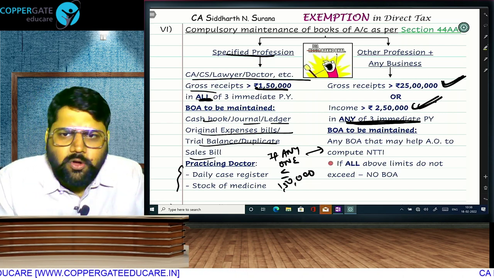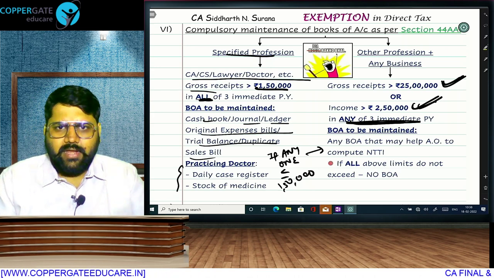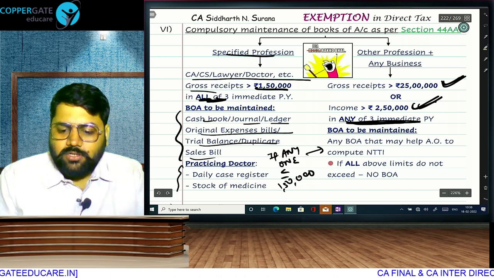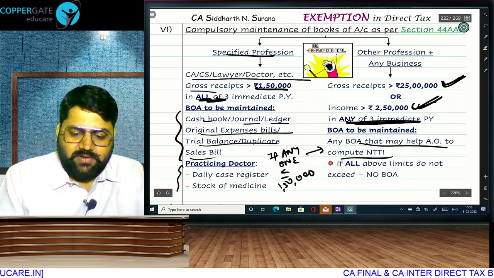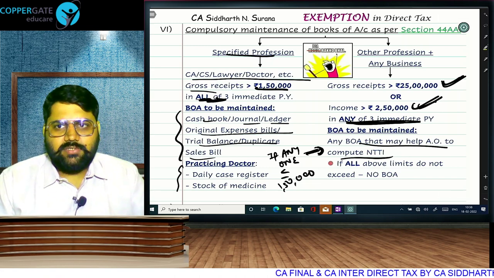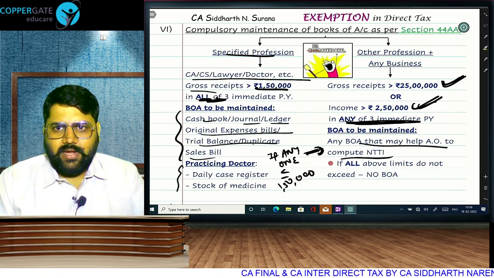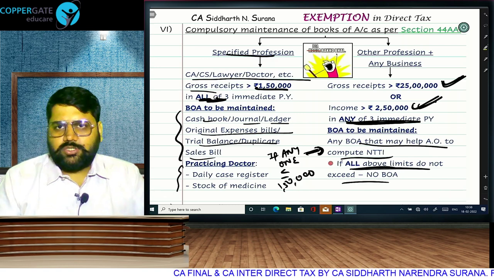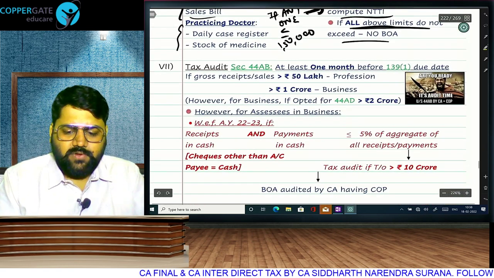And if any one of the six figures exceeds the limit, any one, what is the rule here? If all exceed the limit, then maintain these books. If any one also exceeds the limit, then maintain any books of accounts that help the AO to compute NTTI. And if all the limits do not exceed, then there is no need to maintain books of accounts. That is the rule for maintenance of books of accounts.